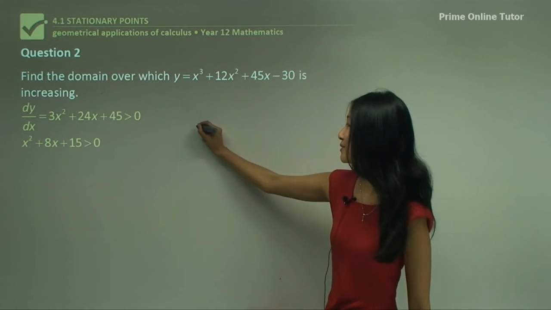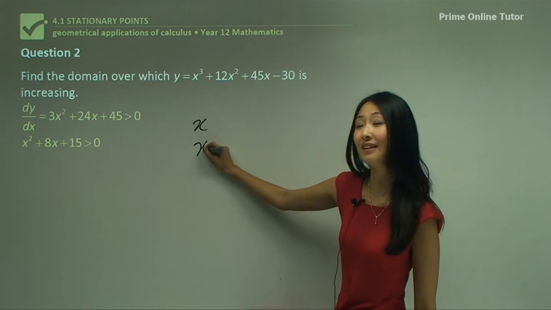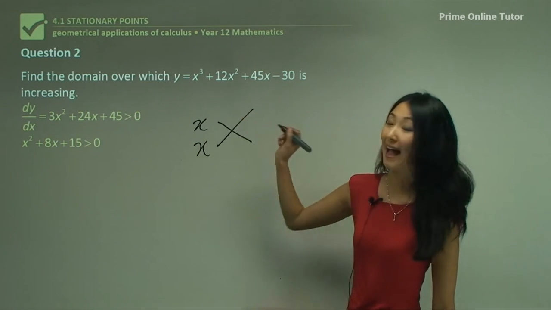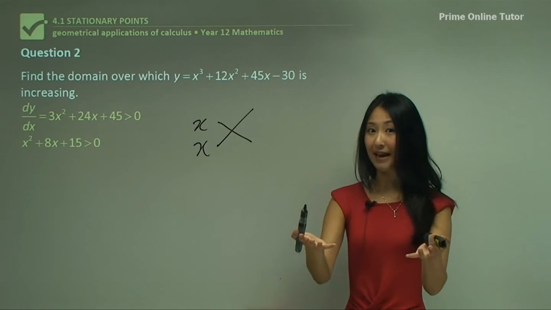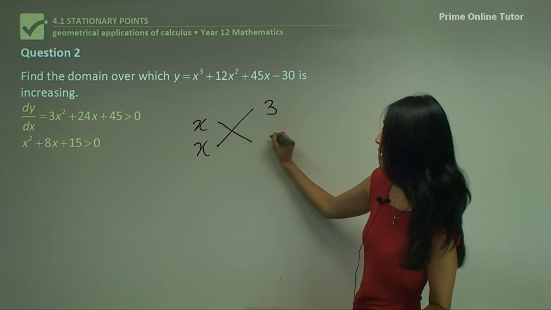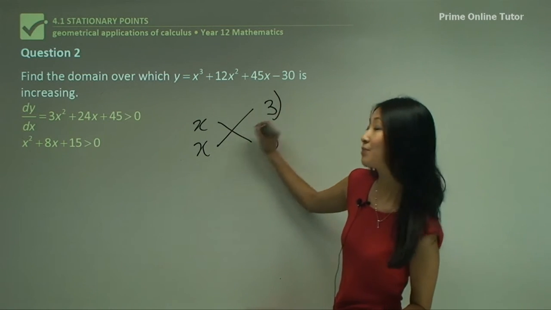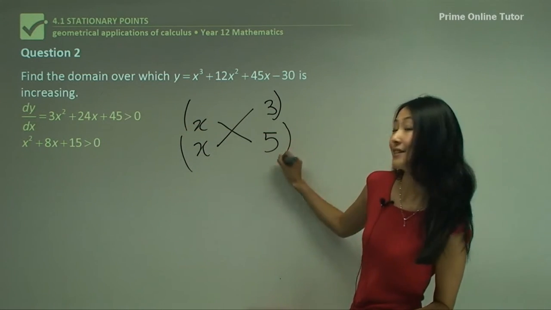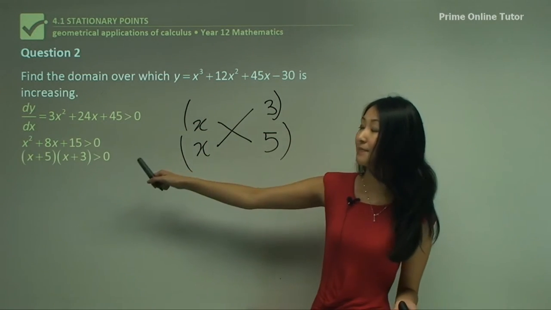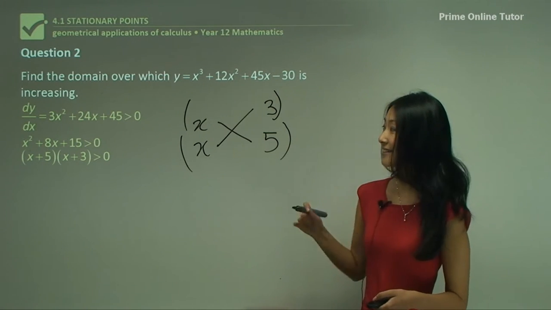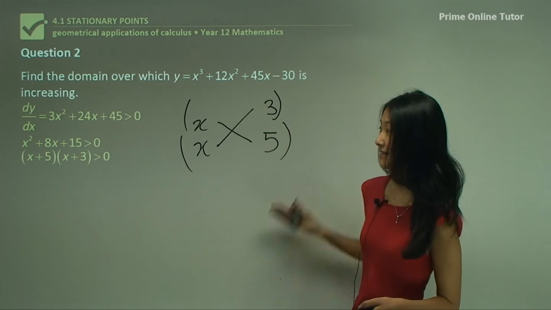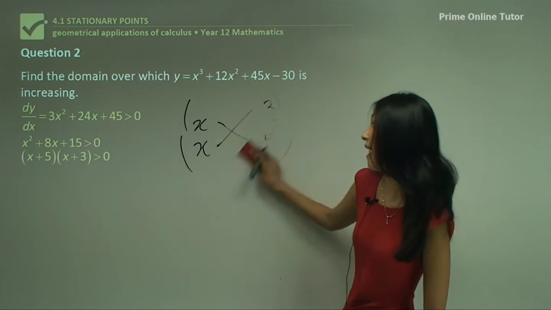So now we can just use the cross method. And we just want two numbers that add to give us 8 and multiply to give us 15, which is going to be 3 and 5. So then we just write it as factors like that. So we have x plus 5, x plus 3 is greater than 0. And that tells us that there's going to be x-intercepts at minus 5 and minus 3.